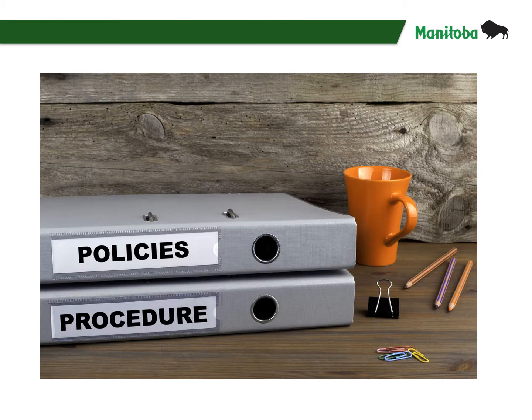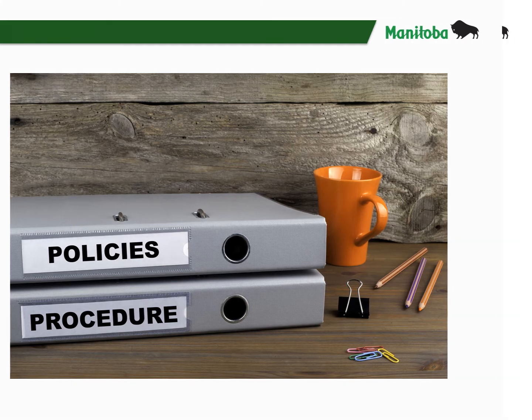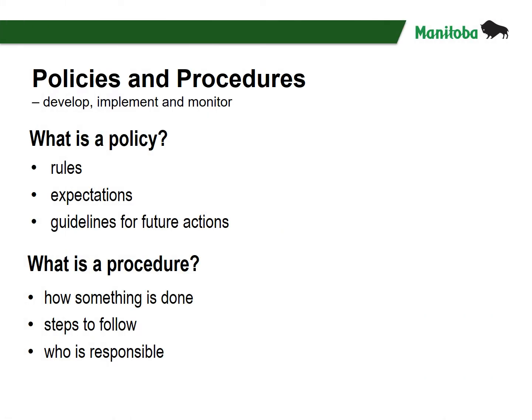Now let's spend some time talking about the importance of policies and procedures. Policies are the rules, the expectations, the guidelines for future action. Procedures outline how something is done, the steps to follow, and who is responsible. Simply stated, policies are a written statement that tell people what to do. Procedures clarify how something is done, the steps to follow, and who is responsible.